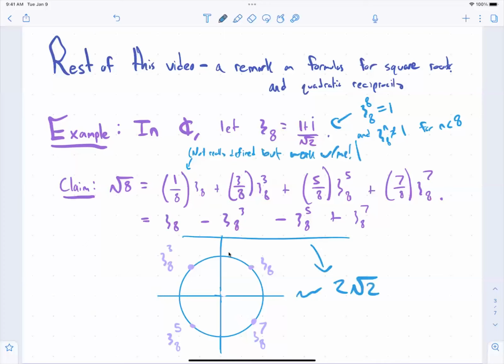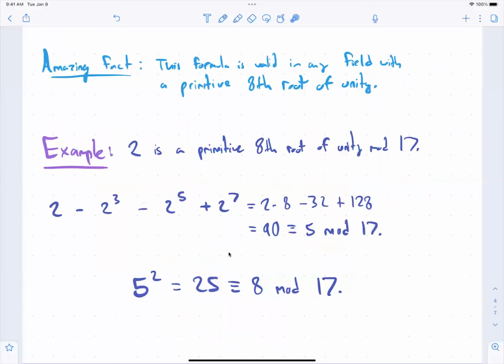Okay, and so when you do that, 2 square root of 2, if I square that, that is 8. So 2 square root of 2 is just another way to write the square root of 8. If you don't believe me, you can write down the coordinates of these 4 points as complex numbers and add them, and you really get 2 square root of 2, which is just square root of 8. So here's the crazy part about this formula.